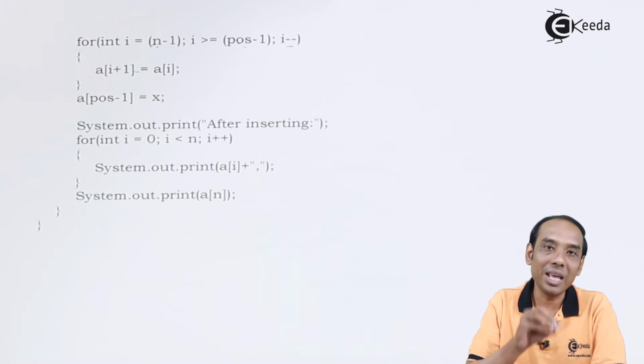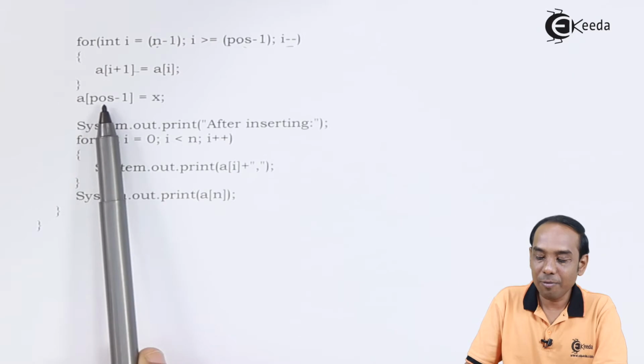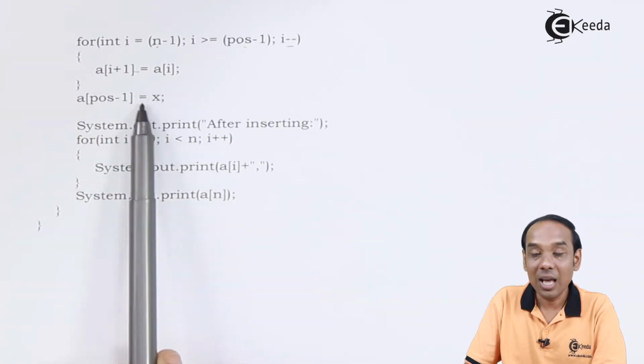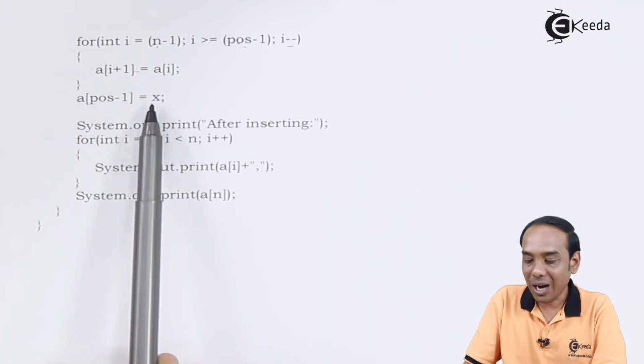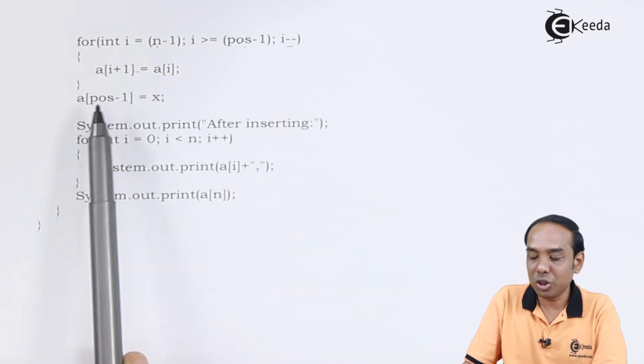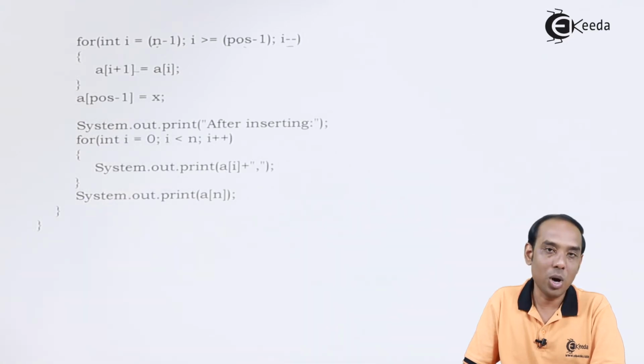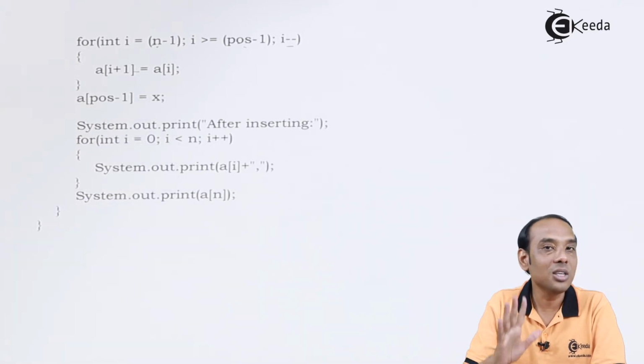That is, we are going to store the x element into that particular position. For this we write down a of POS, that is position minus 1 equal to x. X is the value of the element, so that value will be transferred at the position of a of I, that is a of position minus 1. So we are done with this transformation.